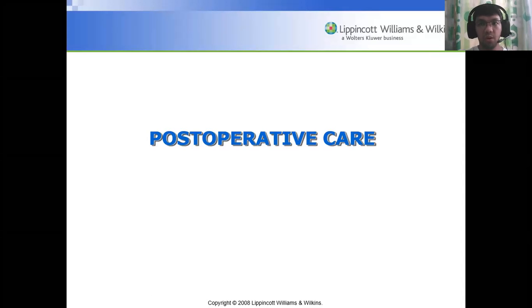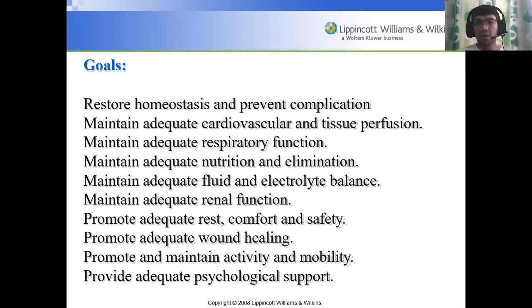So here we are once again in the post-operative care. We'll continue our lecture regarding perioperative nursing. So we're now in the post-op care of our clients. So our goals here are to maintain or restore homeostasis and prevent complications that may happen post-operatively, maintain adequate cardiovascular and tissue perfusion, most especially if a lot of blood was lost during the operation.